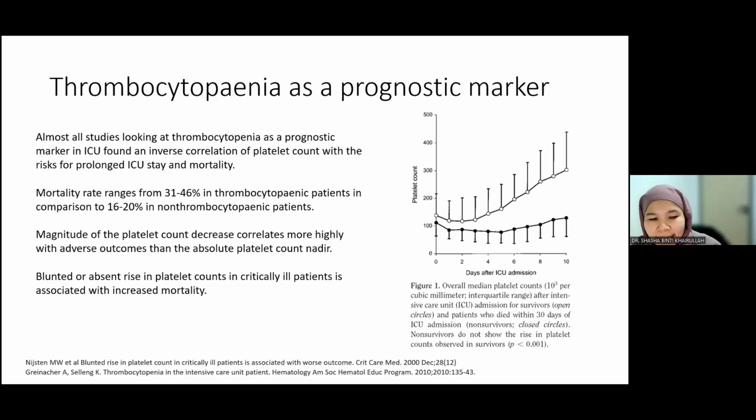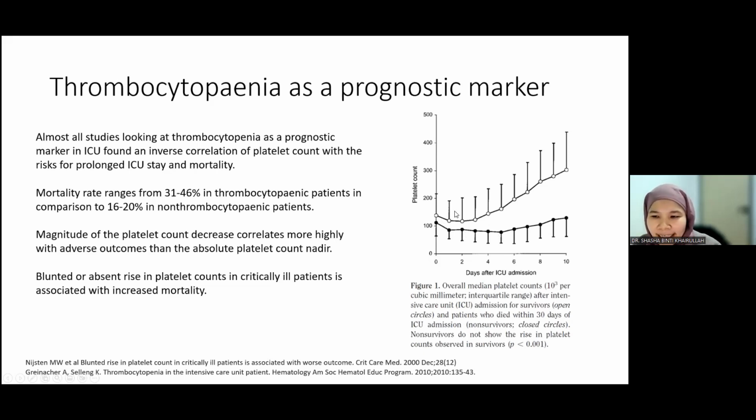And it has been shown that a blunted or absent rise in platelet counts in critically ill patients is associated with increased mortality. As you can see here, this graph is taken from a paper published in 2000, done by a team in the Netherlands, whereby they looked at all the patients admitted to ICU over a 7-year period. So what you can see here is the white circles represent the median trend of platelet counts for survivors, and the black circles represent the median trend for non-survivors.